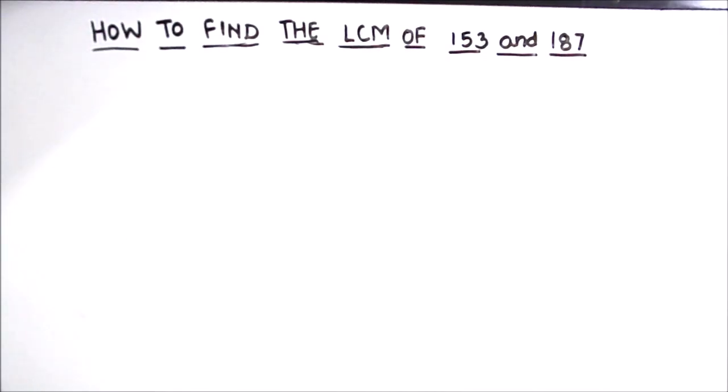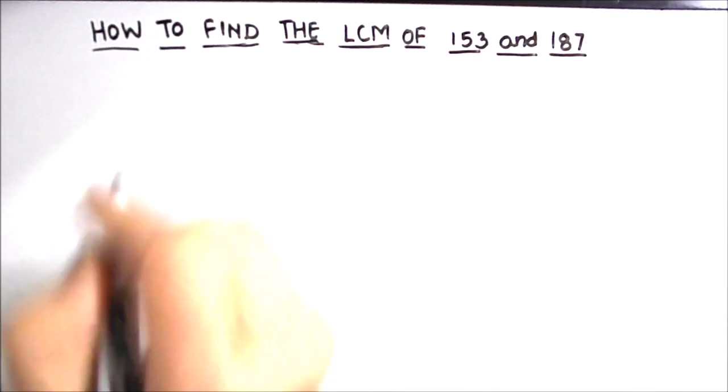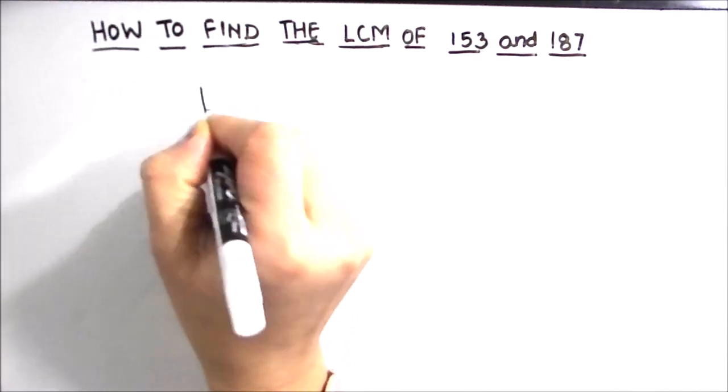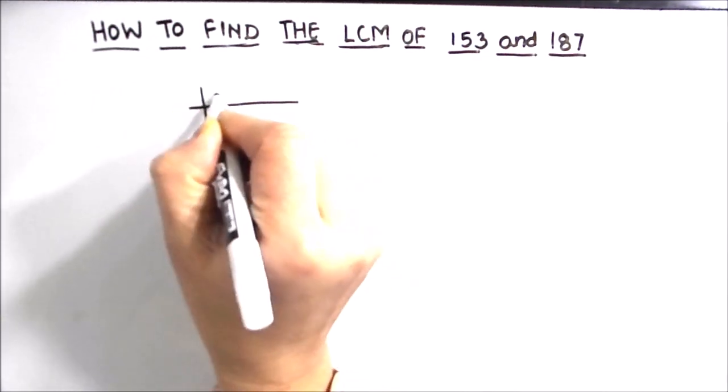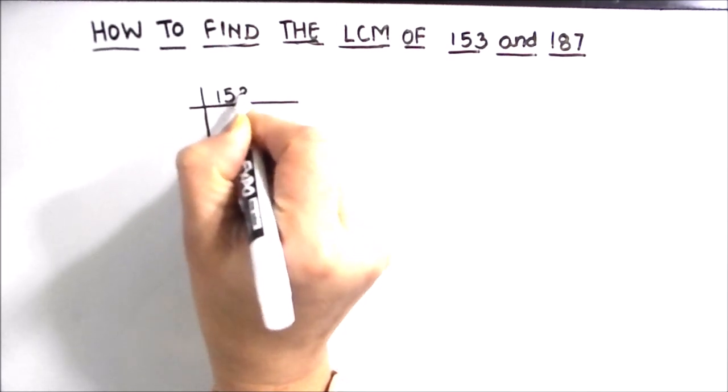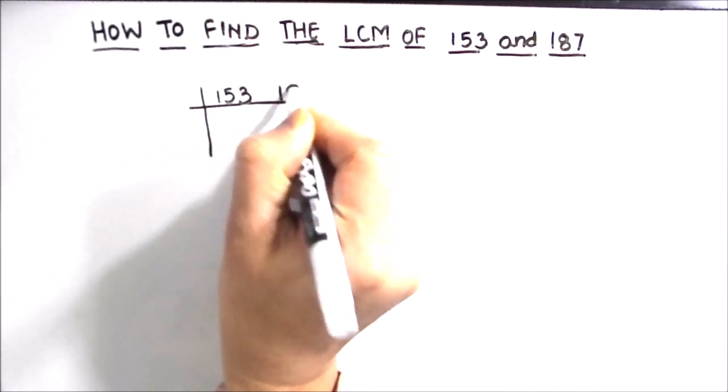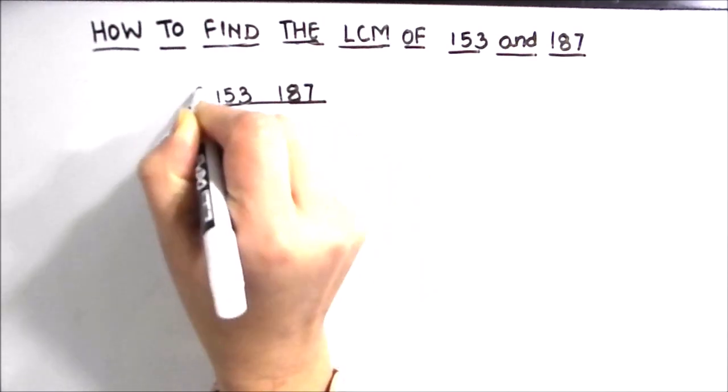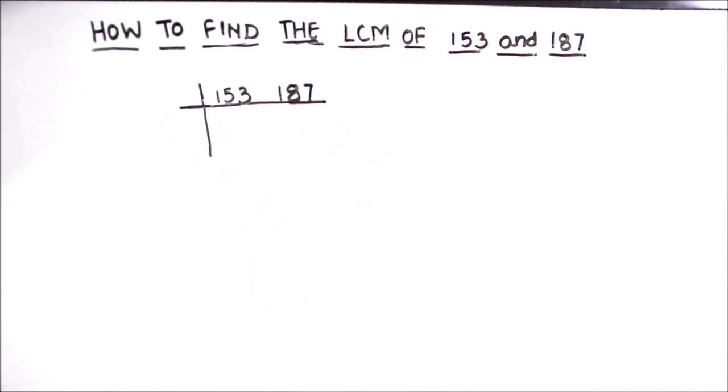Hello students, in this video we are going to learn how to find the LCM of 153 and 187 using the prime factorization method. In this method we divide the two numbers using the prime numbers and find the factors of the number. So let us use the single ladder method to find the LCM of the two numbers.